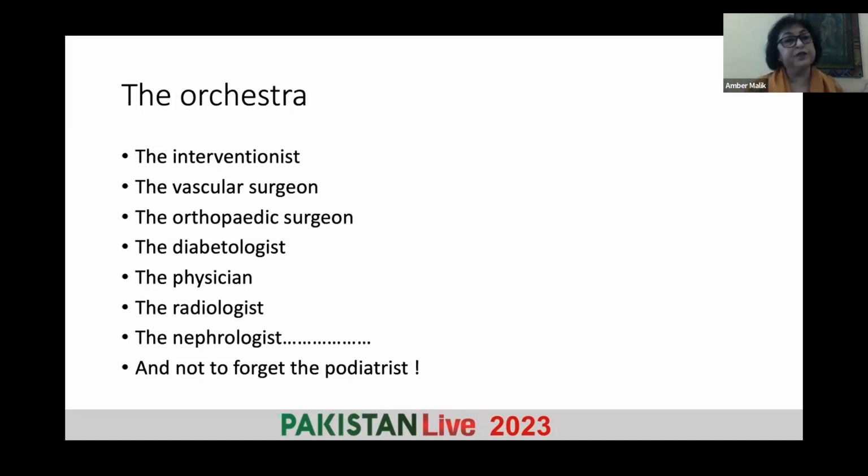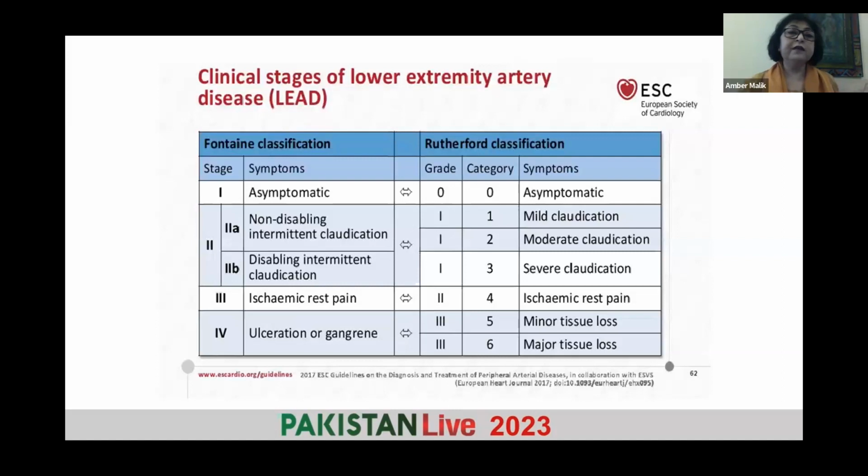because whatever your interventions, you may still end up with amputations. I think you should familiarize yourself with classifications for lower extremity disease, and ESC actually calls it LED, lower extremity disease, whereas PAD is the American terminology. So there are two main classifications: Fontaine classification and the Rutherford classification. I often use the Rutherford classification. I find that more clinical.